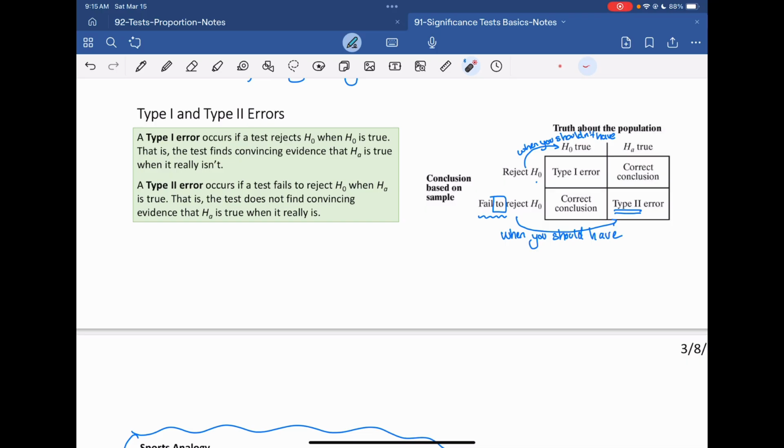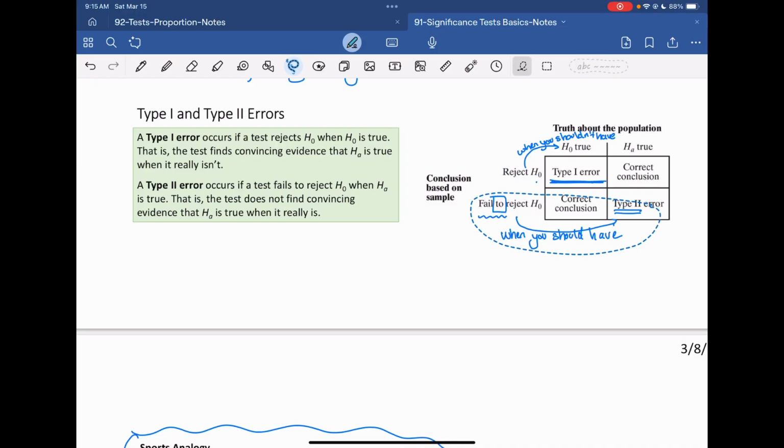So type 1 error. I'm going to look at this diagram because it really does make it easier for a lot of people to grasp rather than just words, but you can read it there too. A type 1 error occurs when you reject the null, but you shouldn't have rejected it because it's true. That is when a type 1 error occurs.